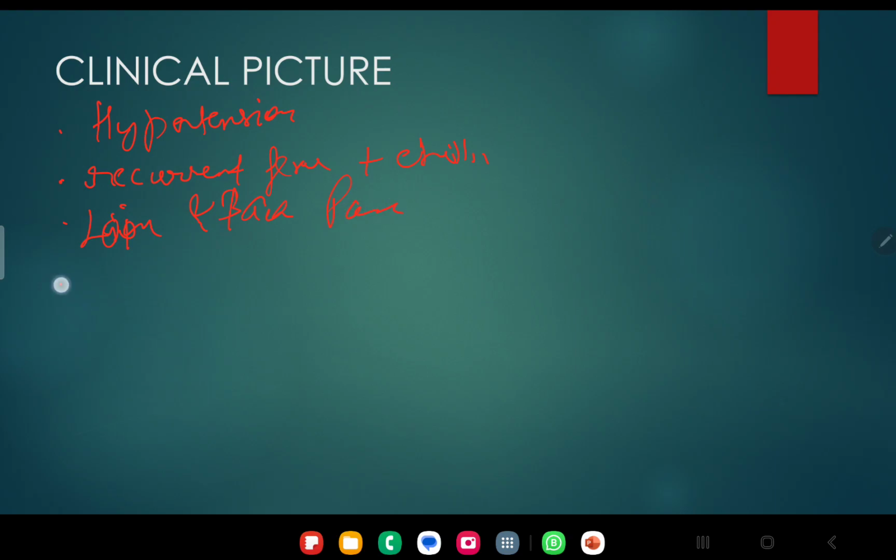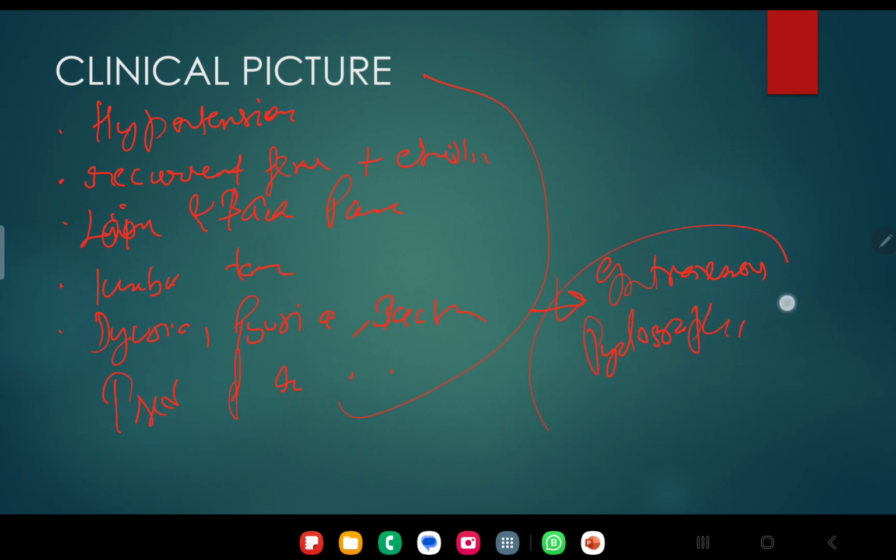There will be lumbar tenderness, dysuria, pyuria, bacteriuria, and increased frequency of micturition. For this, the diagnosis is made by intravenous pyelography. Whether it is chronic or acute pyelonephritis, the diagnosis is made by some imaging techniques.